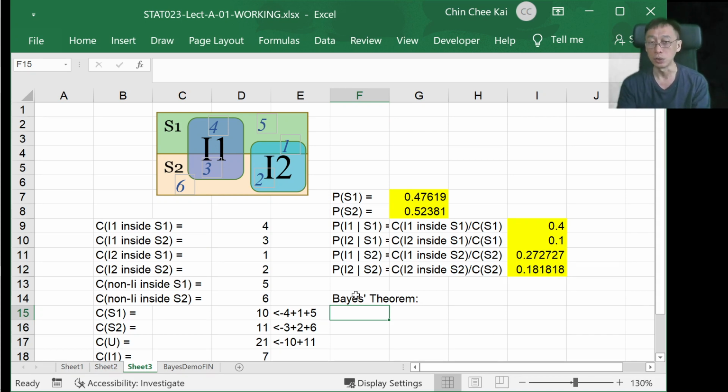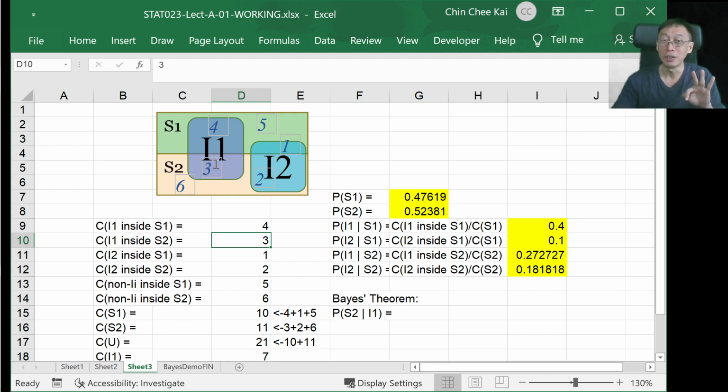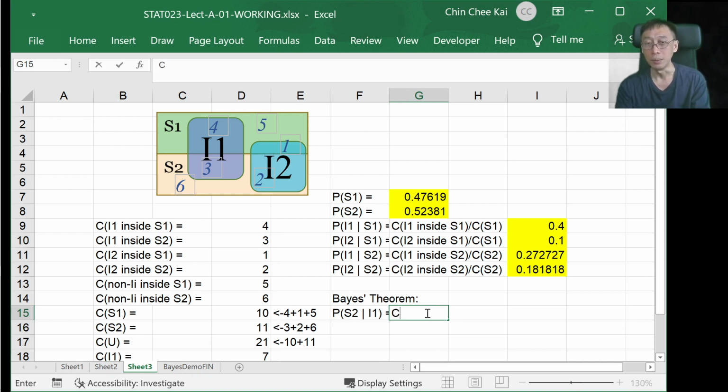In our example, we saw the S2, so let's calculate that first. P of S2 given I1 has happened. What is that? First thing first is P of S2. That means we count the S2 that is inside I1, isn't it? That's 3. Count of S2 inside I1 is the same as count of I1 inside S2. So that's 3. 3 divided by count of I1, 3 divided by 7. About 0.42 something. So let's see if we are able to get that right.